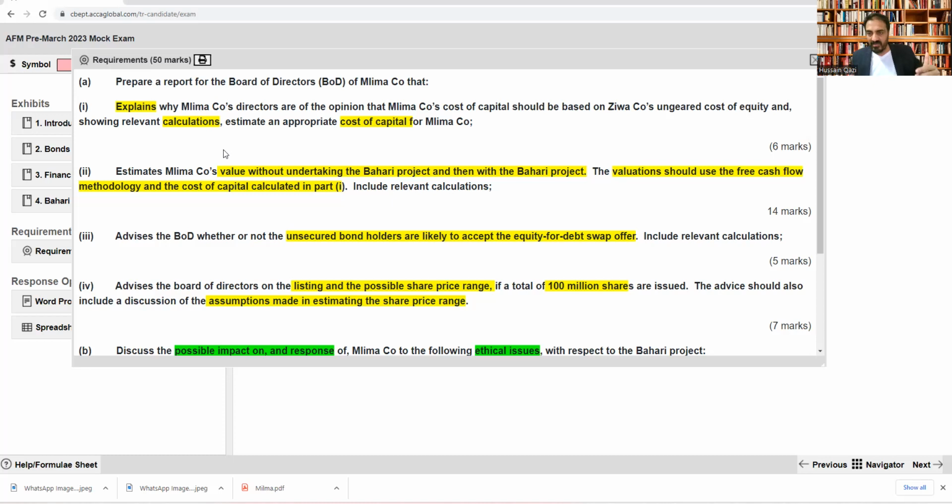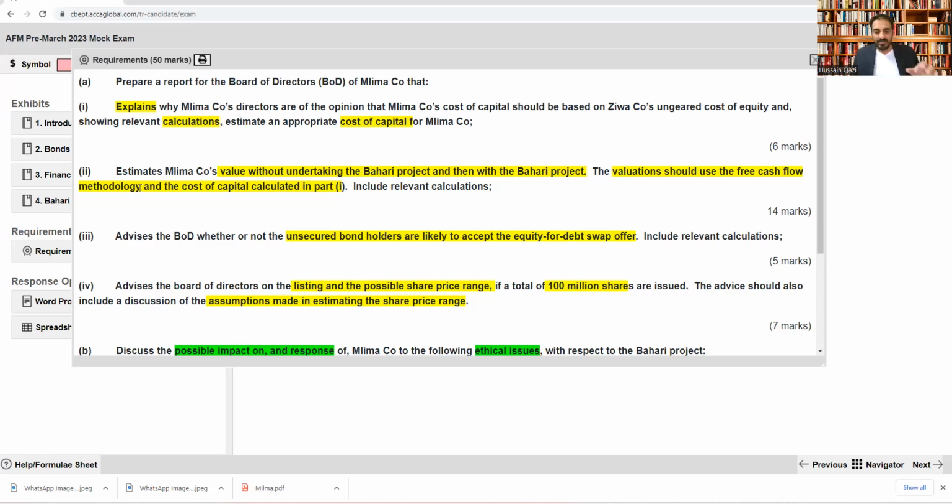Okay. And one more thing, be very clear in your mind: if the Bahari project has a positive APV, that means the value of the Milma company will increase accordingly. For example, without Bahari, the company value is 100 million, and the Bahari project APV value is 5 million. So the value increases, both the total value and the per share value as well.